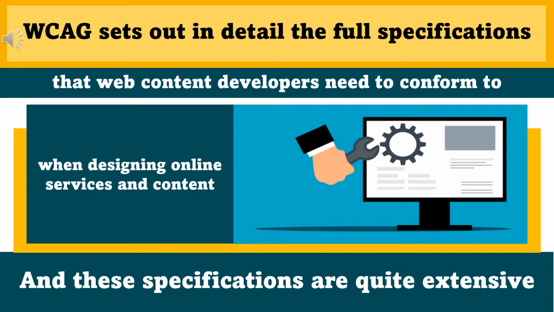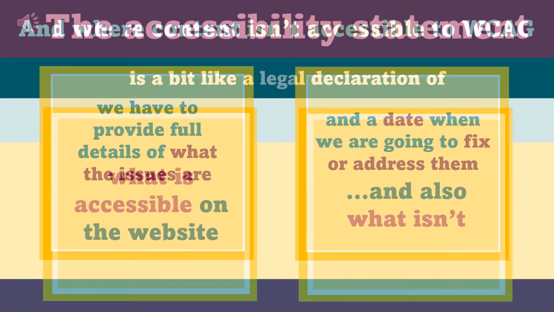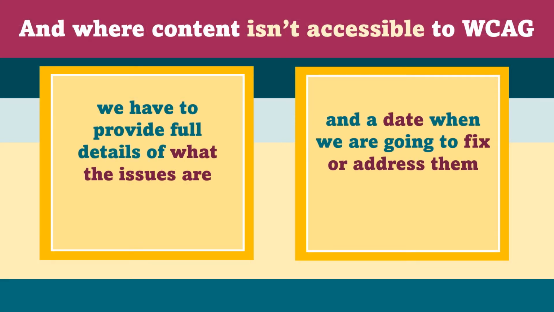WCAG sets out in detail the full specifications that web content developers need to conform to when designing online services and content, and these specifications are quite extensive. The accessibility statement is a bit like a legal declaration of what is accessible on the website and also what isn't. And where content isn't accessible to WCAG, we have to provide full details of what the issues are and a date when we're going to fix or address them.